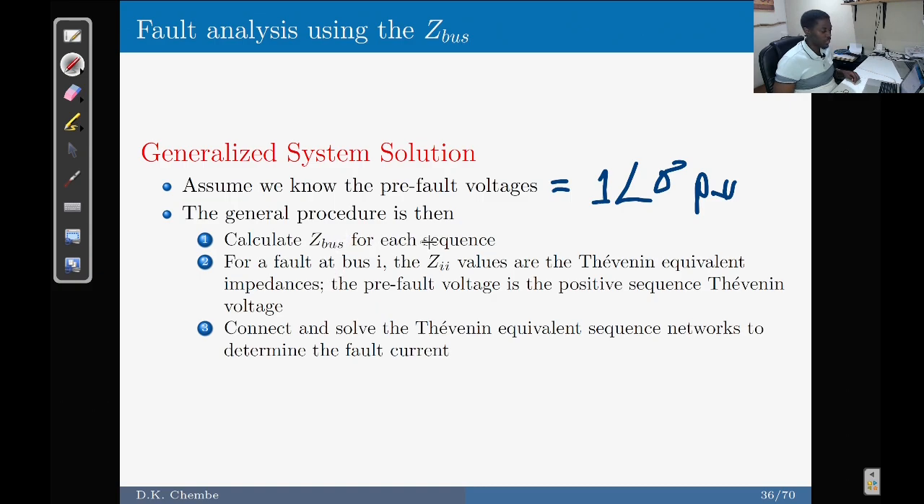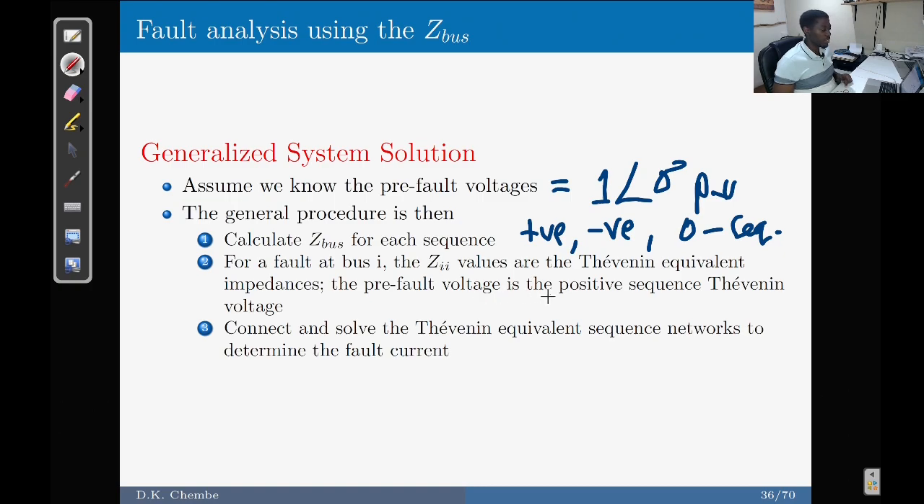We calculate the Z bus for each sequence, meaning you've got the positive sequence, you've got the negative sequence, and you've got the zero sequence. So you have to calculate the Z bus for each sequence. This is especially so when we're dealing with unbalanced faults. Then for a fault at bus i, you have to calculate the Thevenin equivalent impedances.